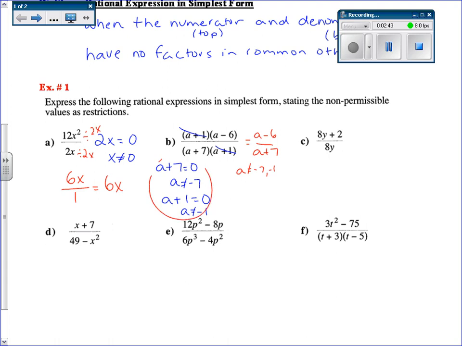Okay, 8y plus 2 divided by 8y. So 8y equals 0, so that means y cannot equal 0. And we're going to divide out 2. So divide everything by 2. So we get 4y plus 1 over 4y. And that's as simple as we can get with that one.